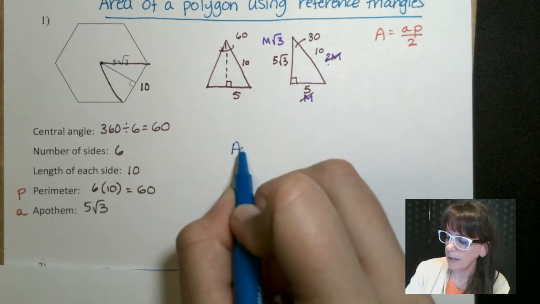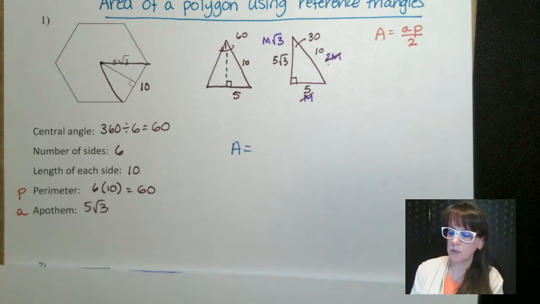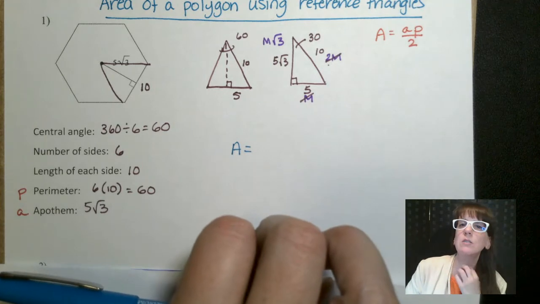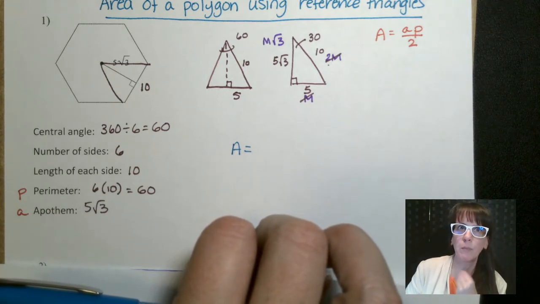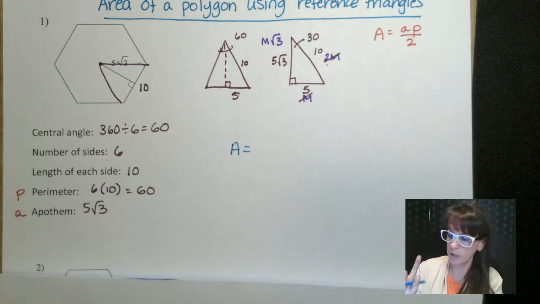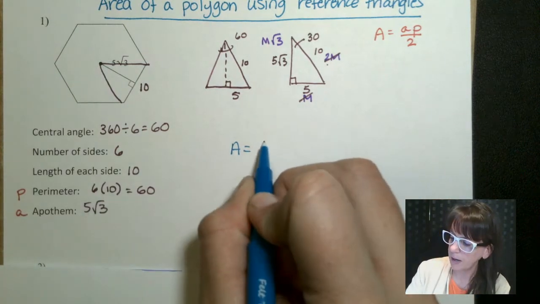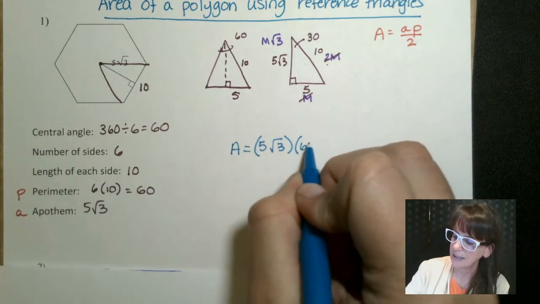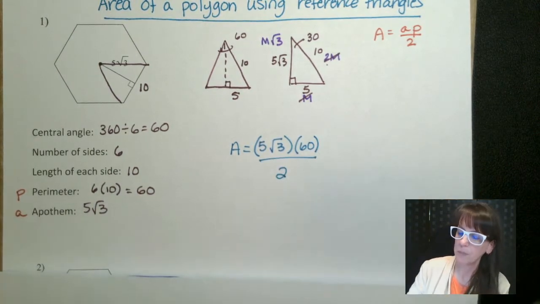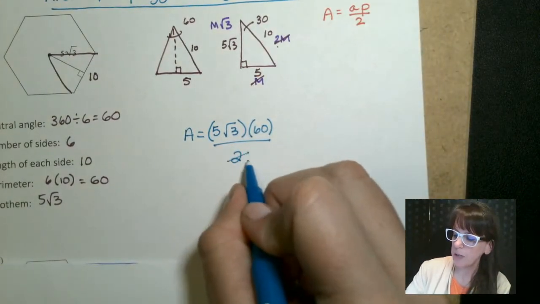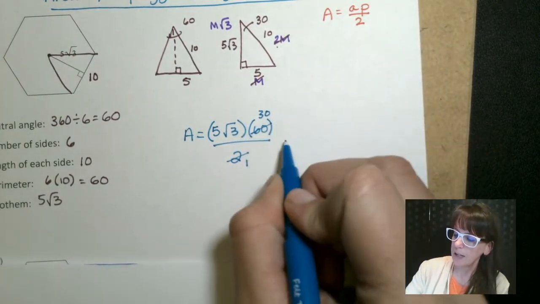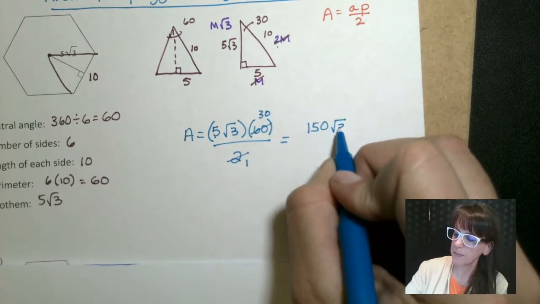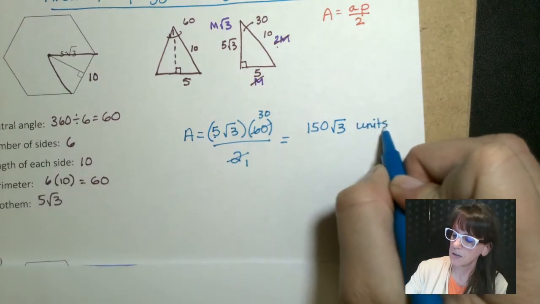So the area equals... and if it says use reference triangles, or if you have a 30-60-90 or a 45-45-90 triangle, you should always give the most reduced form, simplest radical form. So we're going to do that. Keep that in mind. Our apothem, which is 5 root 3, times our perimeter, which is 60, divided by 2. So let's make our lives easier. Divide this by 2, we get 1. Divide this by 2, we get 30. So that gives us 5 times 30, which is 150 root 3 units squared.